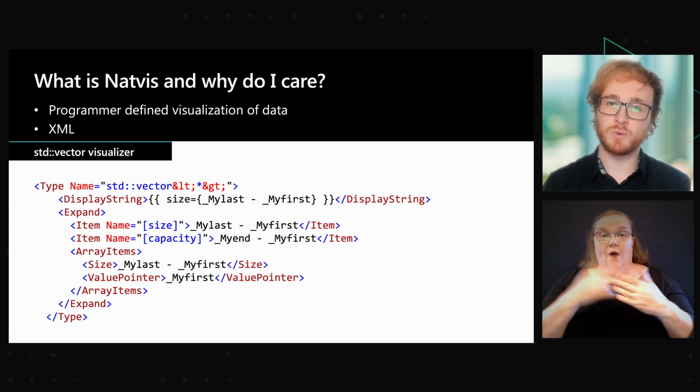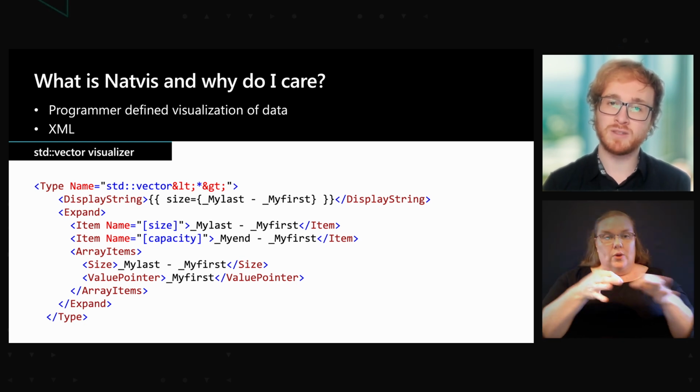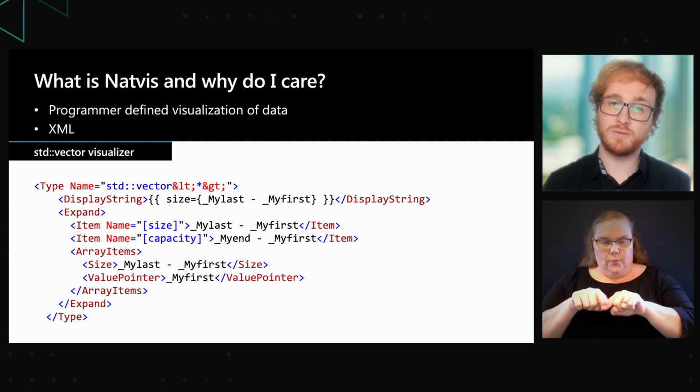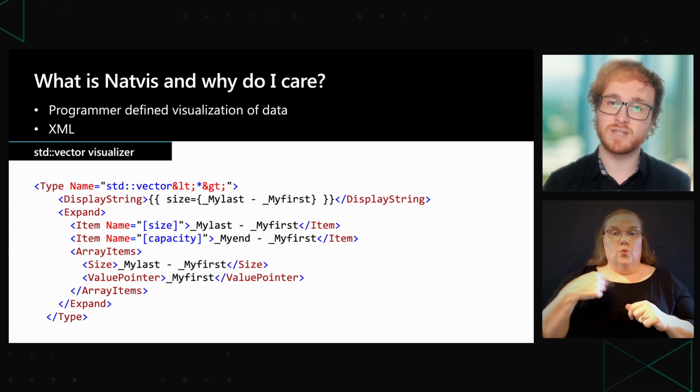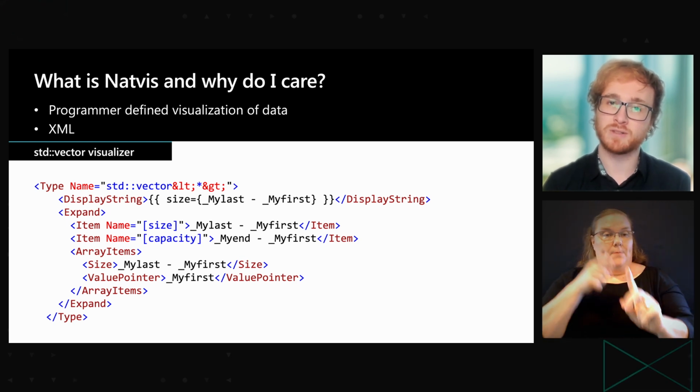All visualizations start with a type element, which defines what type the visualization will be for. And from there, we can describe how we want the type to look in the watch window using the type's data members. For std vector, we add two elements here for size and capacity by doing some pointer math on the begin and end pointers of the vector.